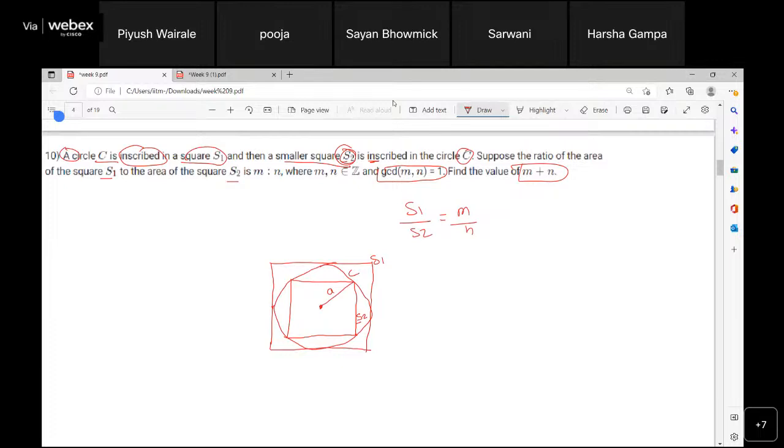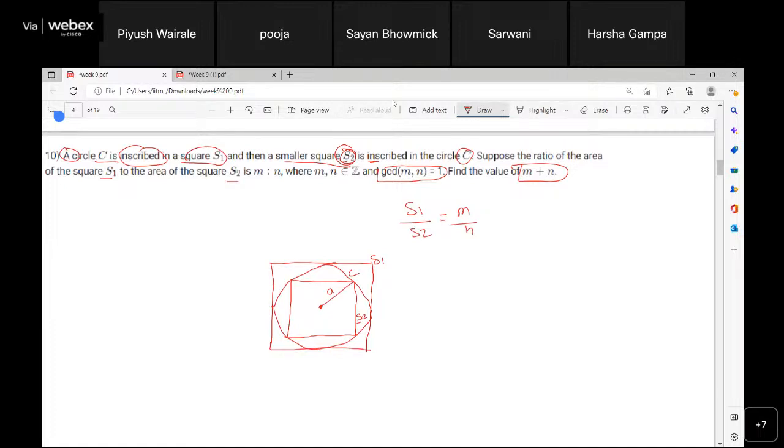So for the outer rectangle, the outer S1 will be more, right? Yes. So for the outer rectangle, the diameter would be the length, and for the inner one, the diagonal would be the diameter of the circle. So I calculated like that. I might have made a mistake somewhere, but the concept is right.